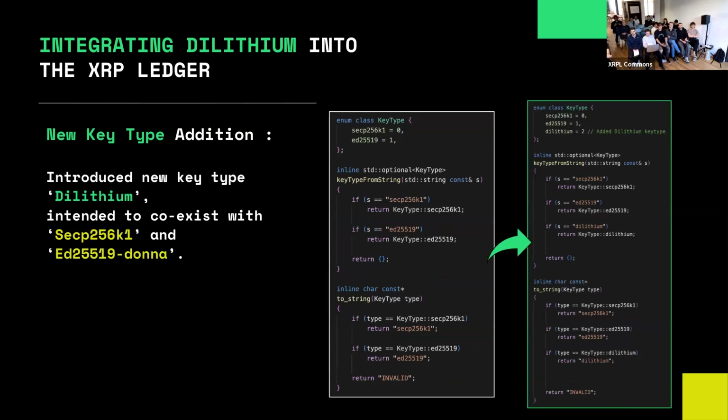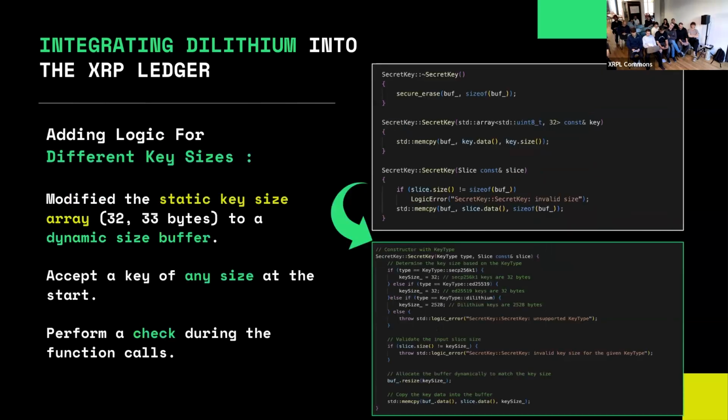And similarly, we modified 3 other functions which would sign messages, sign signatures, and verify those signatures as well. Once this was done, we actually introduced the new key type Dilithium in the key type header file, which is intended to coexist with SECP and ED25519, as you can see on the screen.